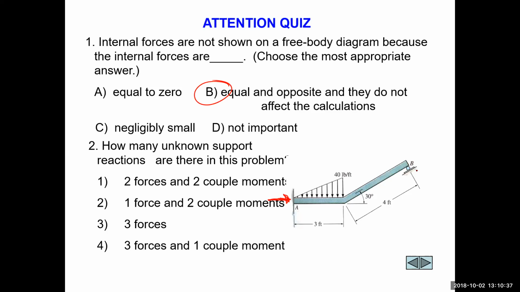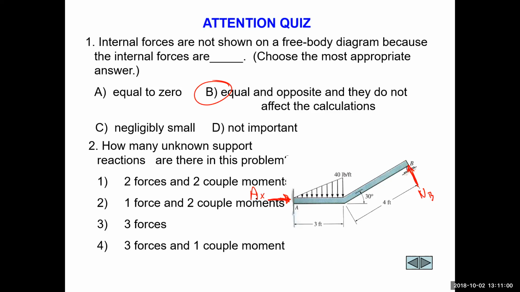But what is this thing at B? It's not a pin, it's a roller. Okay, and remember what rollers can do? A normal, right? Perpendicular normal force, yeah. So you can call this N sub B. Okay, that's 2 forces, so we're going to have this A sub X.